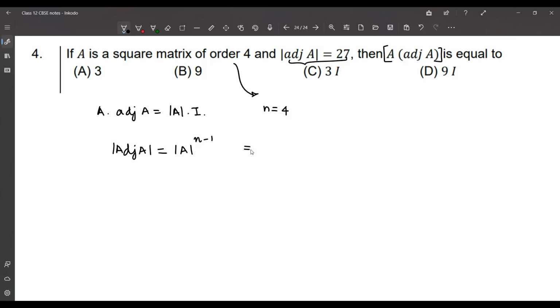So determinant of adjoint of A, that is 27, is equal to determinant of A raised to the power of 3. So determinant of A should be equal to 3, which is the cube root of 27, right? So A into adjoint of A would be equal to determinant of A, which is 3 times I. So the answer should be option C.